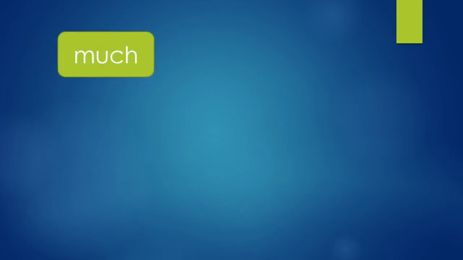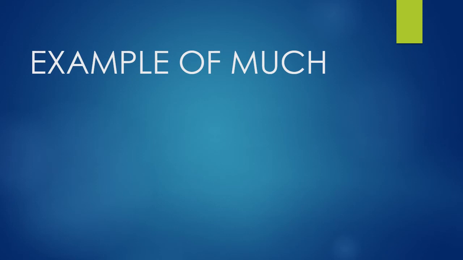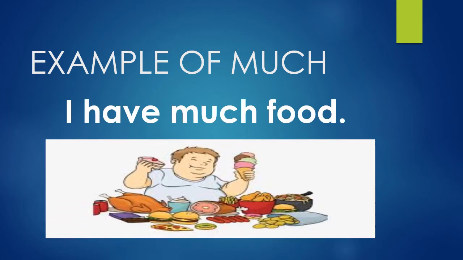So, much means a lot of. There is much water. So, it is uncountable. I'll give you example of much here. I have much food. As we can see, there is much food on the table to eat. So the boy has much food to eat. Right?